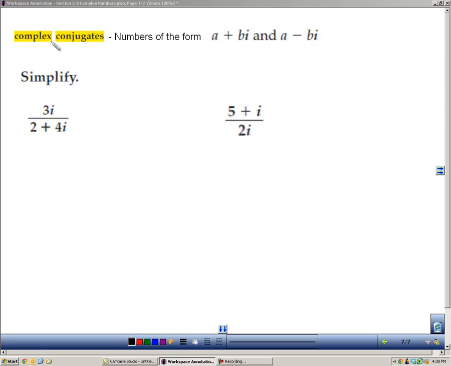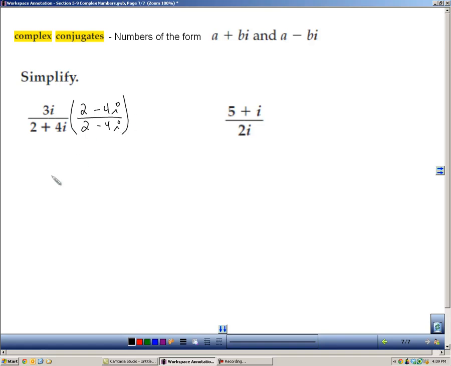Here we're going to look at complex conjugates. That's when you have two complex numbers, one with a plus, one with a minus, and we use this idea of conjugates to simplify. So here we're going to rationalize the denominator by multiplying by the conjugate 2 minus 4i over 2 minus 4i.